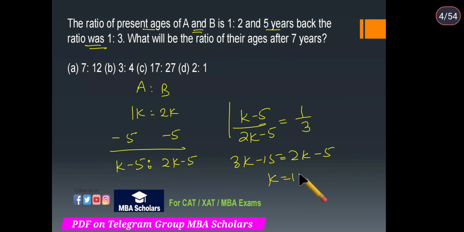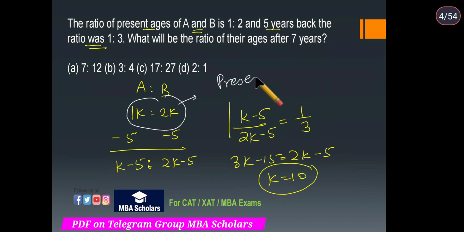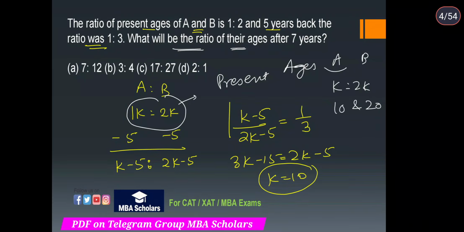So the k value will be 10. So if the k value is 10, it is asking what their present ages will be. So the present ages of A and B are nothing but k and 2k. Means k value is 10, so 10 and 20. Now it is asking what will be the ratio of the ages after 7 years, right? So after 7 years, A will become 17 and B will become 27. So option C is correct here. I believe it is clear because we have to add 7 to both the ages, right?